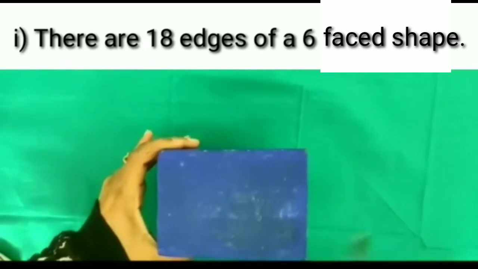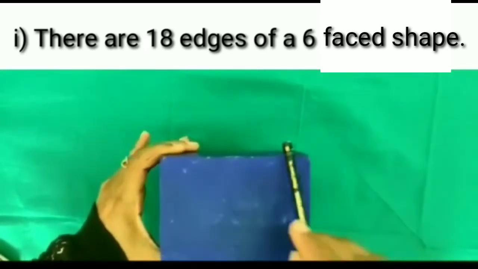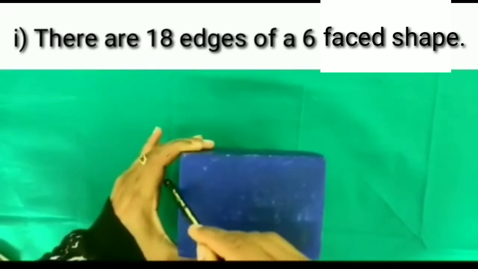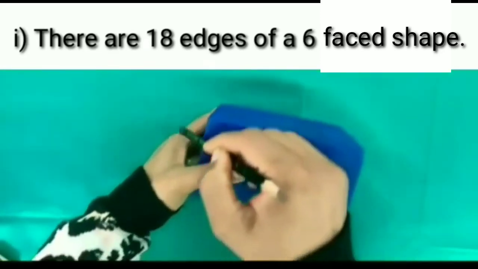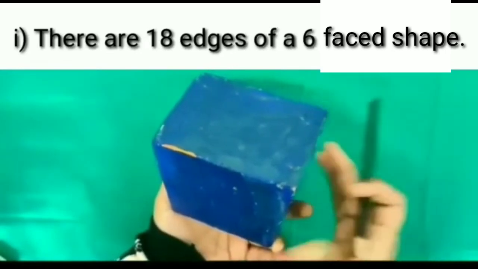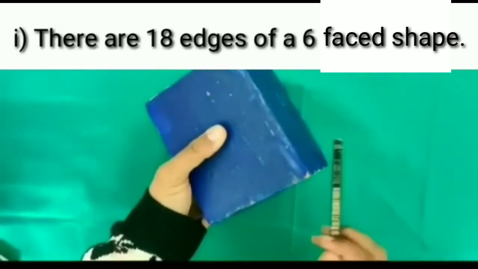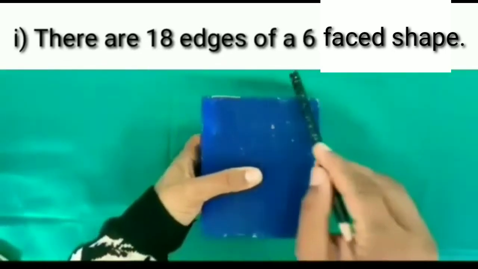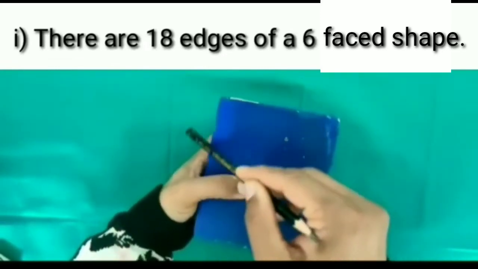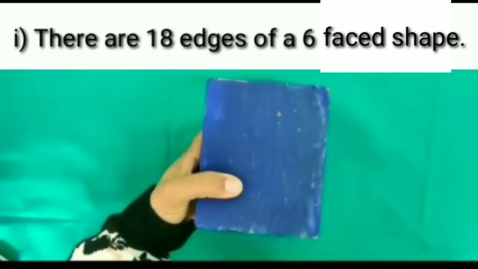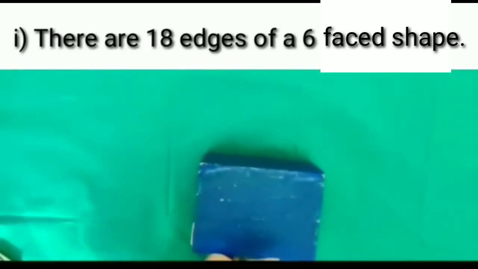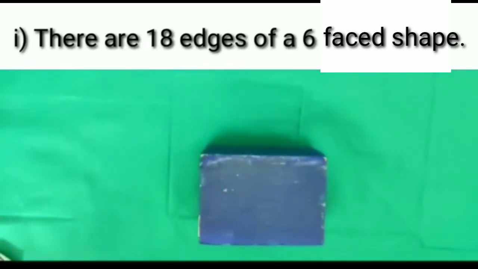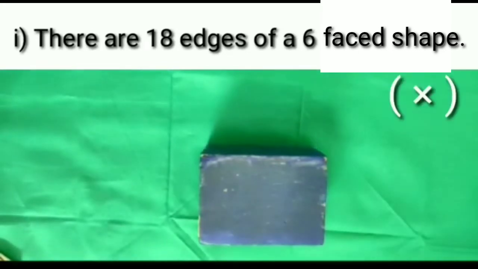Let's count its edges. 1, 2, 3, 4, 5, 6, 7, 8, 9, 10, 11, 12. Six-faced shape have 12 edges. So the given statement is incorrect. So we will put a cross in front of it.